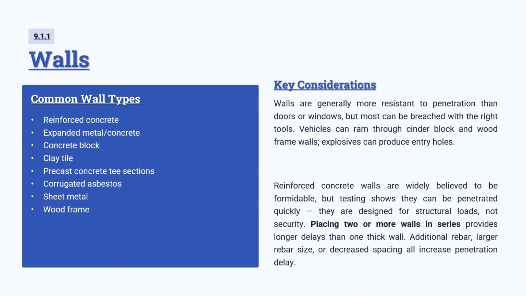Walls are one of the most critical structural components in security. They can be made from materials like reinforced concrete, brick, stone, or wood, each offering different levels of strength and resistance. From a security perspective, walls must be evaluated based on their resistance to penetration, durability, and construction quality. Reinforced concrete walls, for example, provide high resistance and are difficult to breach, while lighter materials may be easier to penetrate. The key consideration is not just thickness, but also material strength, reinforcement, and design, because a wall is only as strong as its weakest point.